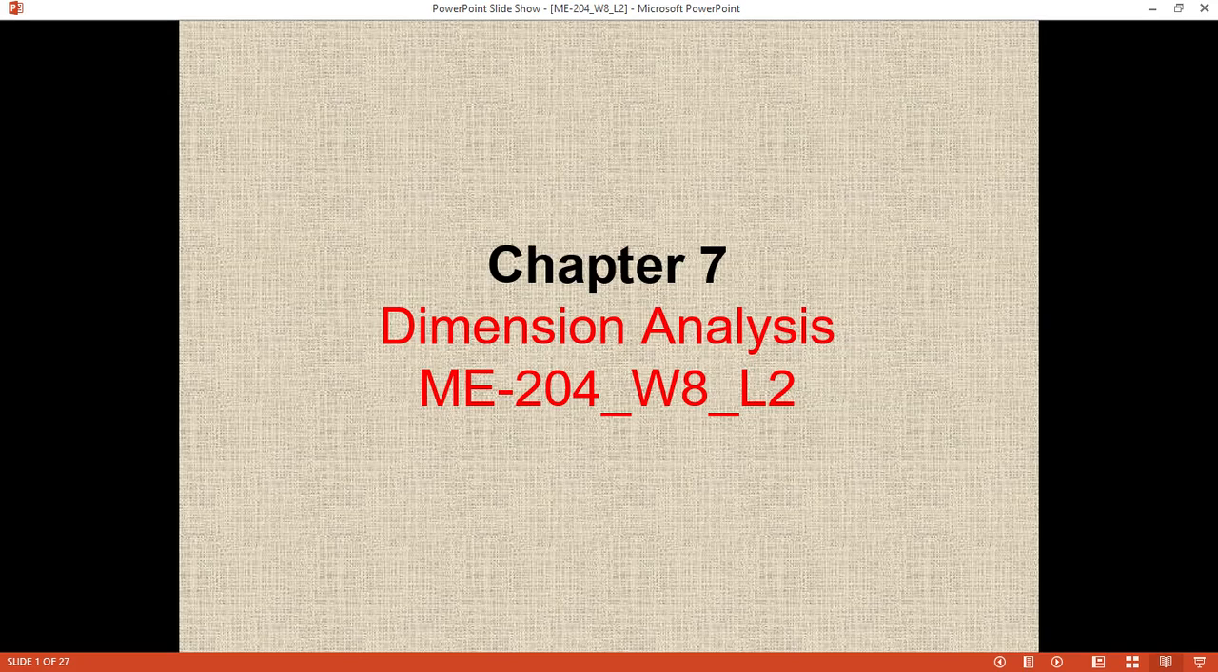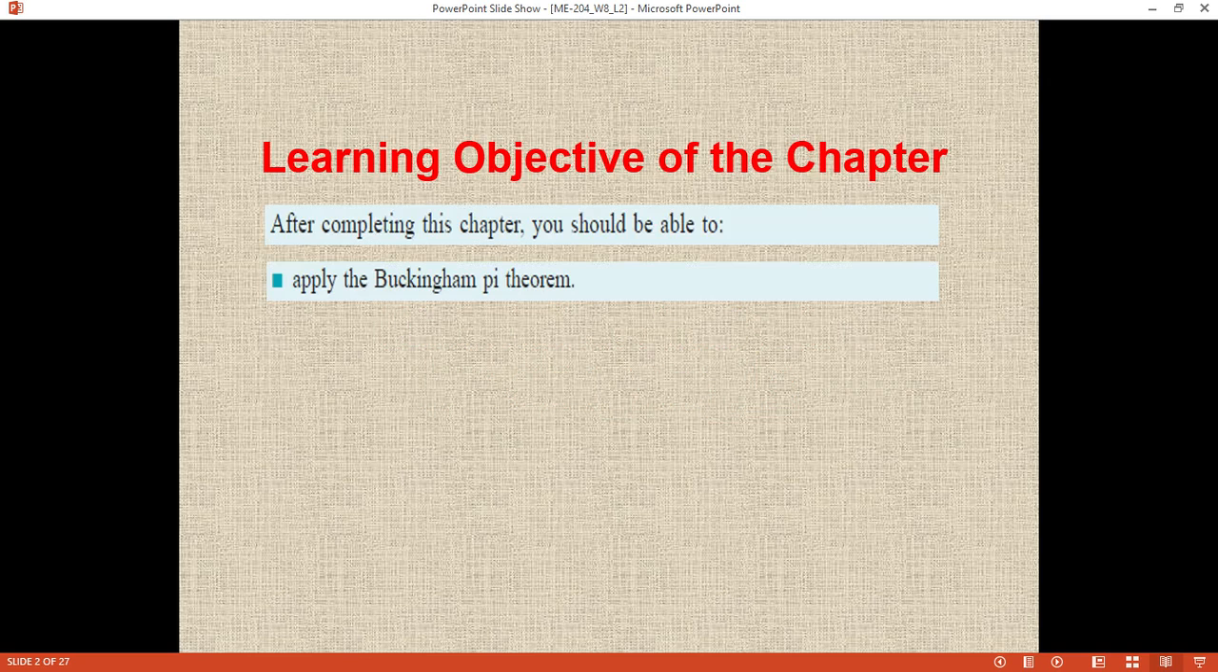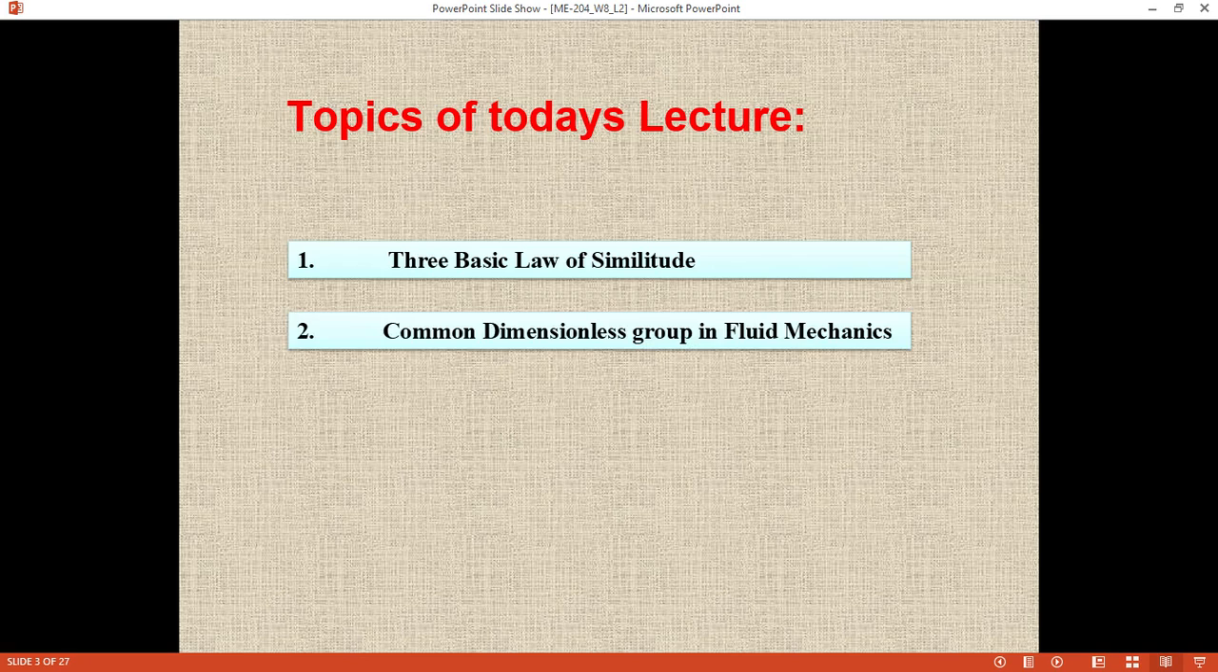Chapter 7, dimension analysis. The learning objective of this chapter, we are still discussing the concept of modeling and similitude to develop prediction equation, and also we are discussing the dimensionless variables in data analysis. So let's see the topics we are going to discuss today.